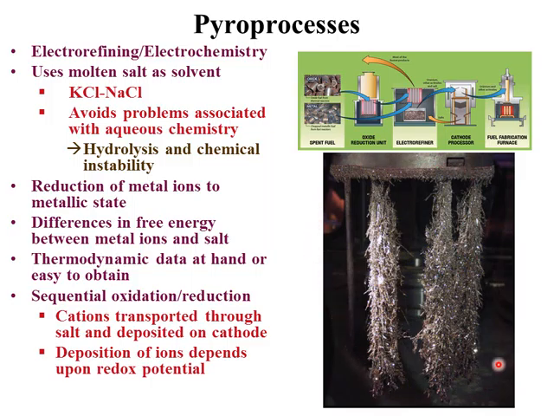This is the reduction of uranium. These are uranium products that are formed from a pyro process. Fundamentally, the process is driven by this sequential oxidation reduction. You can get cations transport through the salt and deposited on a cathode, so one could have an oxidation reduction process. And the deposition of these ions depends upon the redox potentials, so one can use this to tune systems for selective reduction of given metal ions.